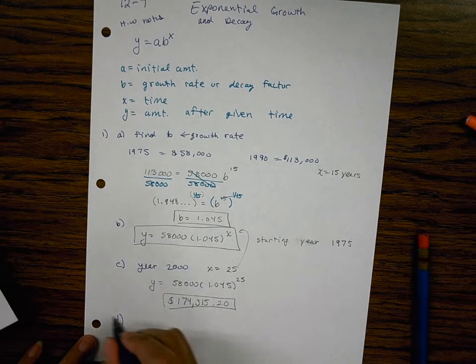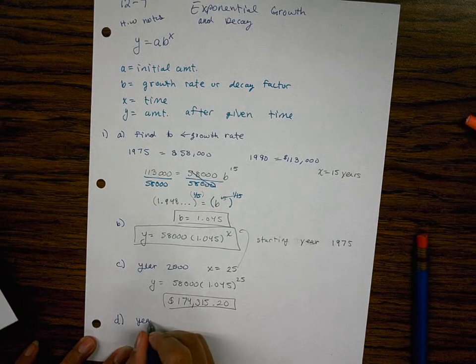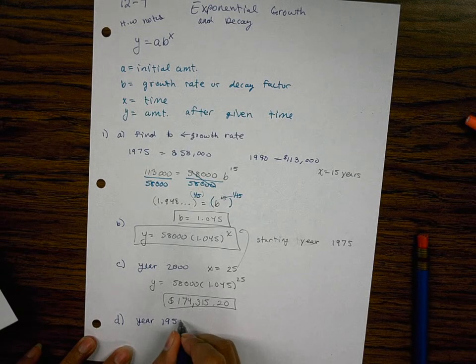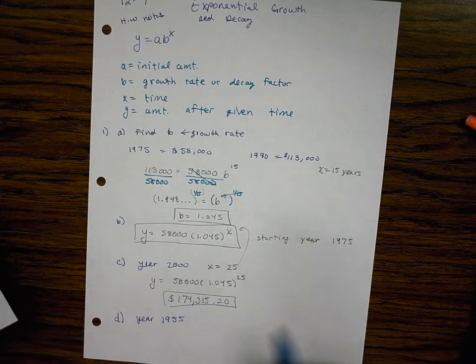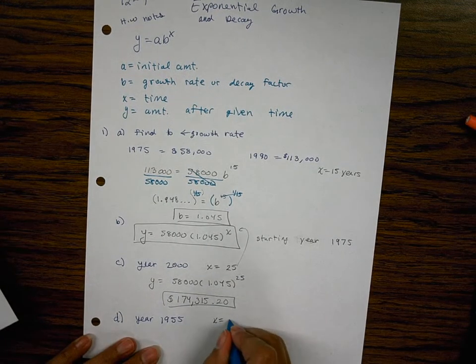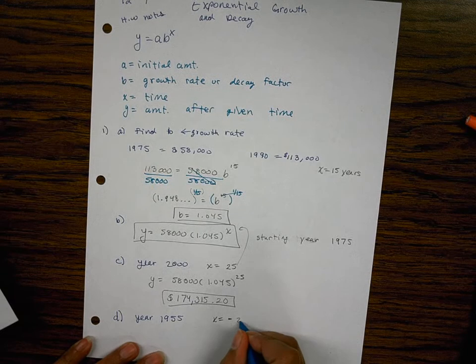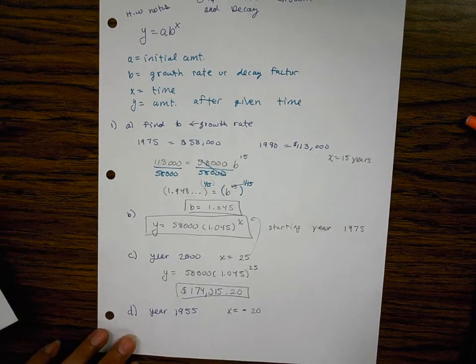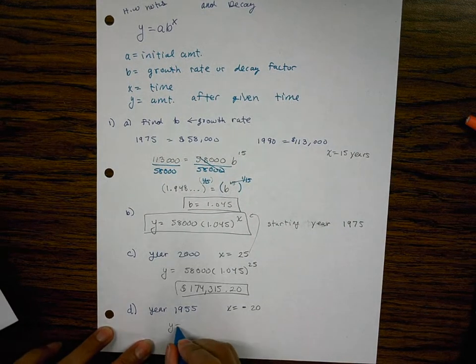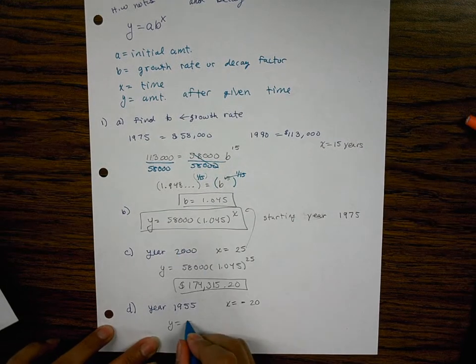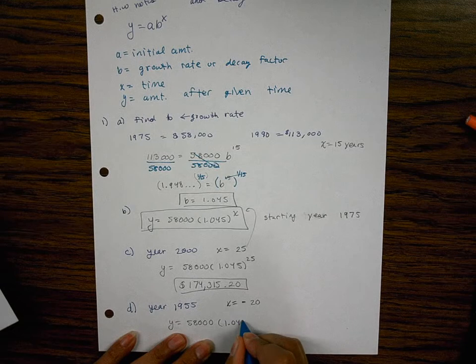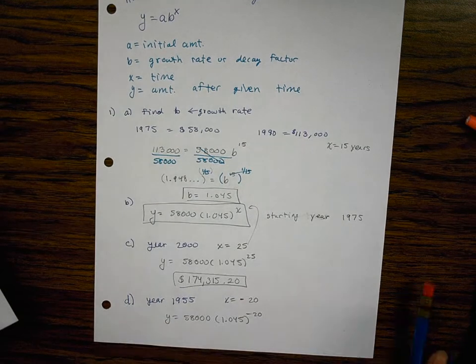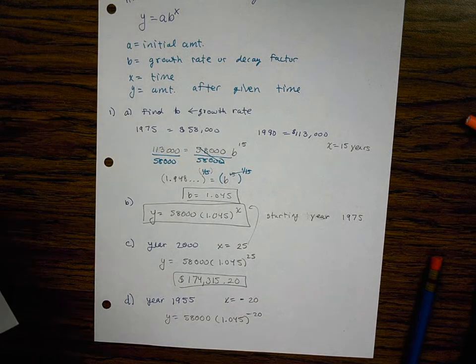Okay, letter D. They want you to find the price in 1955. Making note, our starting year is 75. So if I'm going to 1955, I'm counting backwards. So this time X is going to equal a negative number, and that's counting back 20 years. So X is negative 20. Y equals the original equation, $58,000 times our growth rate, 1.045, raised to the negative 20th power.